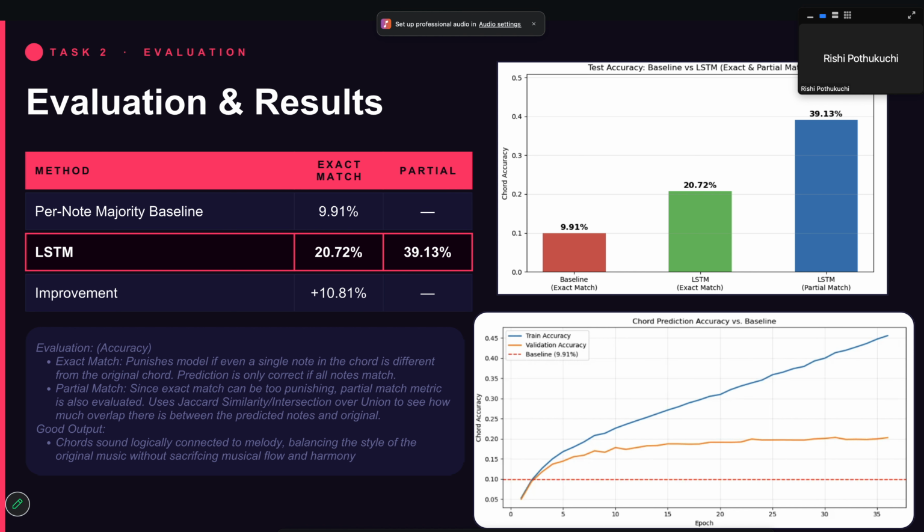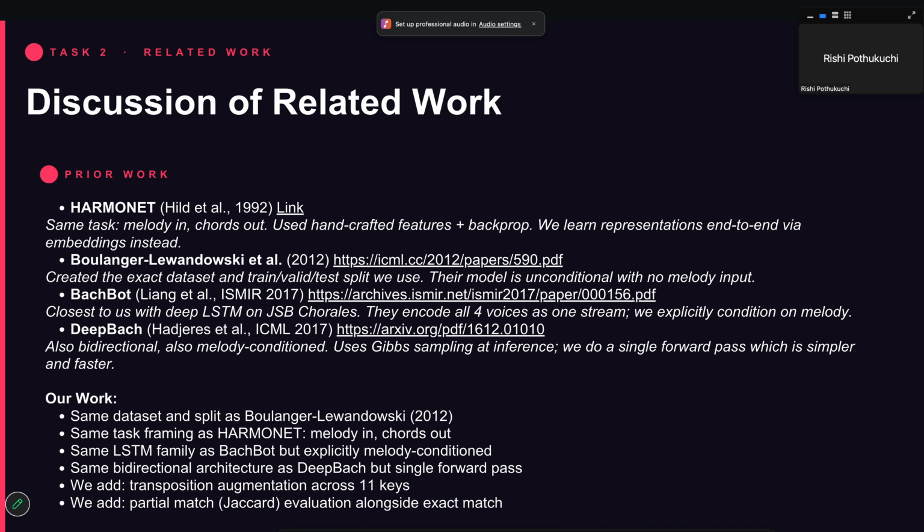And then lastly, for the related work, there are 4 papers that each describe partly what we use in our project. The first one is Harmonet. It has the same task of finding the related chords from a specific melody.